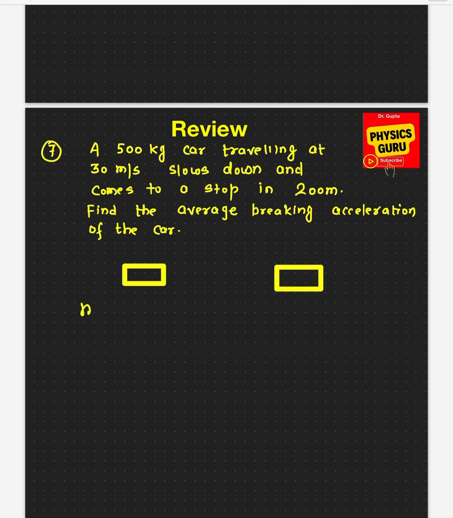So the mass is given, which is 500 kilogram, and it is moving at a speed of 30 meters per second. At this point, the speed is given as 30 meters per second, which I call initial speed, and the distance it comes to stop is 200 meters. This is the distance between these two points here. So you have to find out the average braking acceleration. There are different ways you can solve this problem.